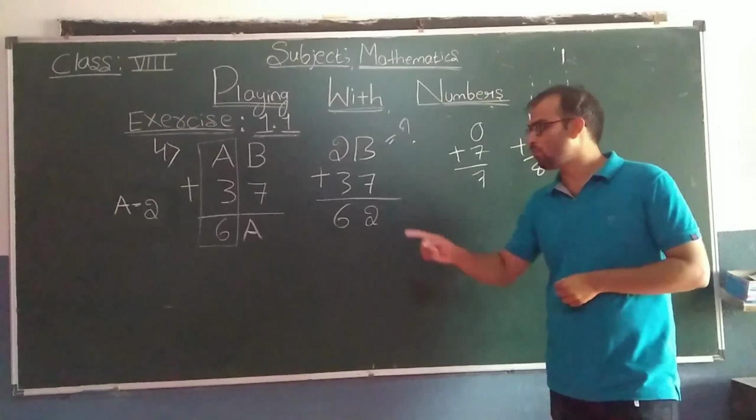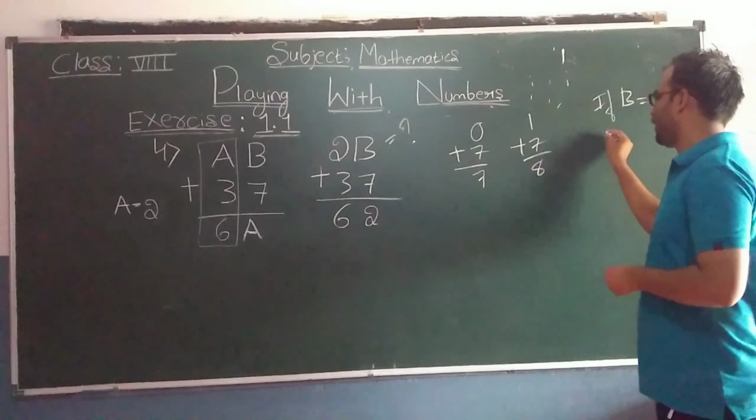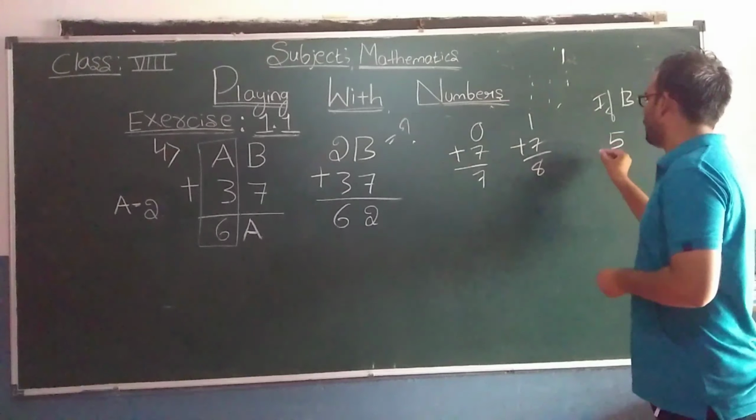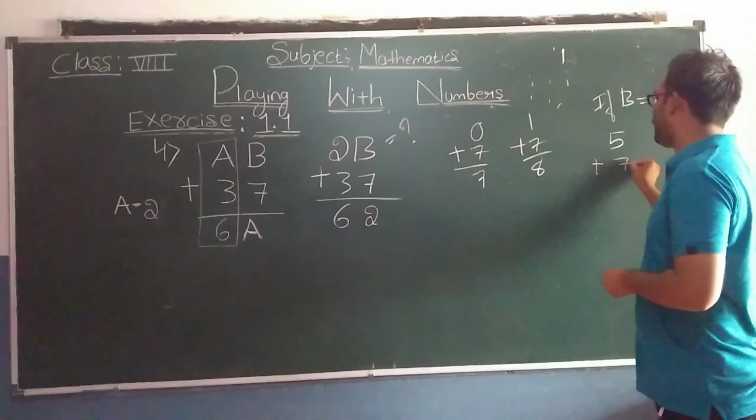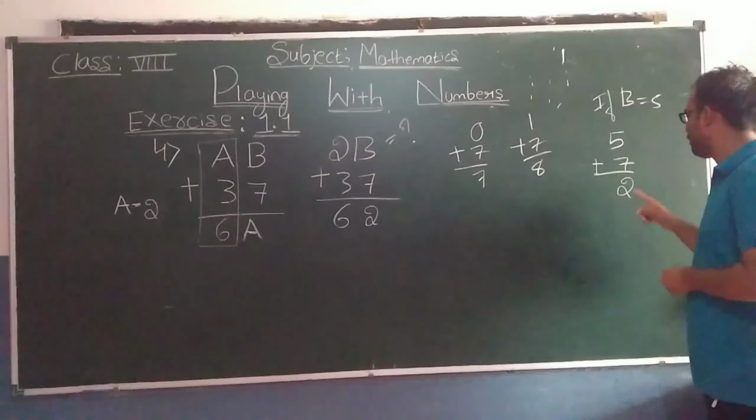So when we take the value of b as 5, 5 plus 7 will be 12. So let us try this. Let us resolve this. Now I have taken the value of a as 2 and the value of b as 5.